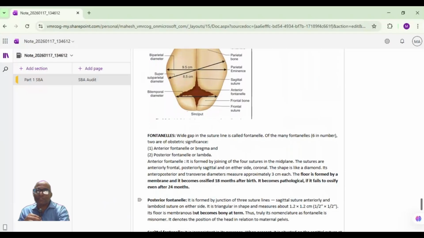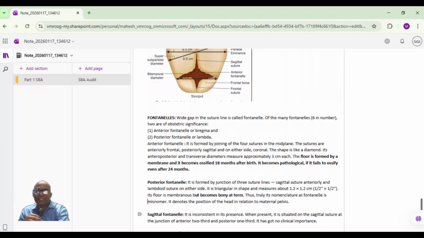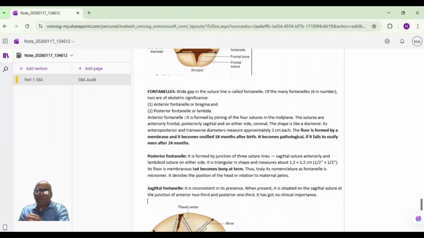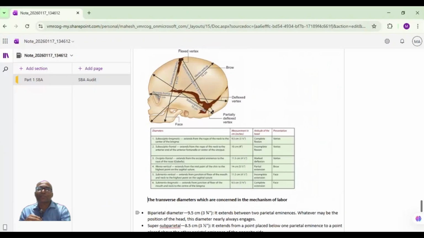It denotes the position of the head in relation to the maternal pelvis. Then coming to the sagittal fontanelle, they are inconsistent and not very clinically significant. And various diameters are there. Let me see if I can enlarge this for you.